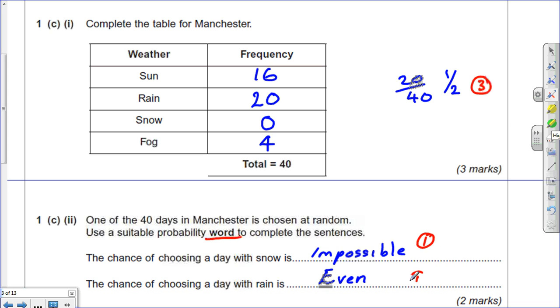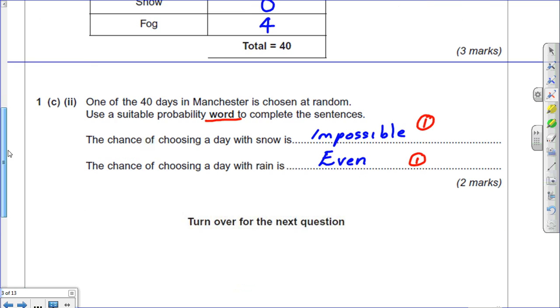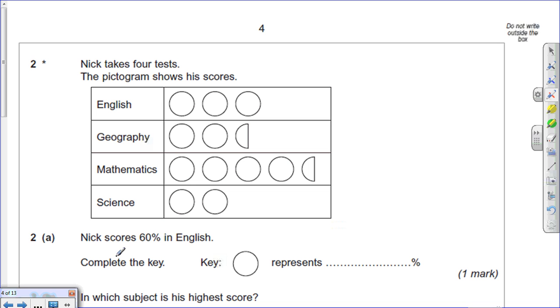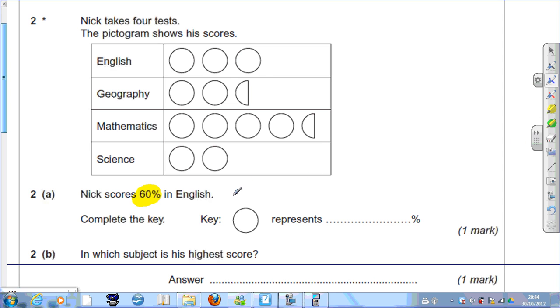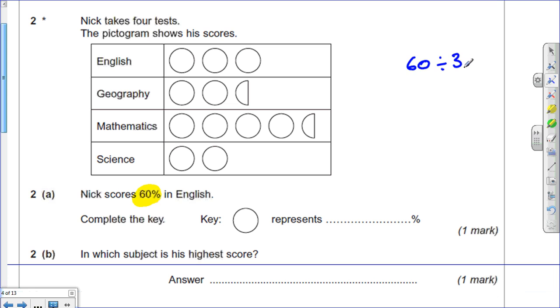Right, let's go and move on now to question 2. Nick takes 4 tests. The pictogram shows his scores. 3 circles here for English, 2.5 for geography, and so forth. We're told that Nick scored 60% in English. Complete the key. 3 circles represented 60. So 1 circle must represent 60 divided by 3. Double check that with the calculator if you're unsure. 20%.